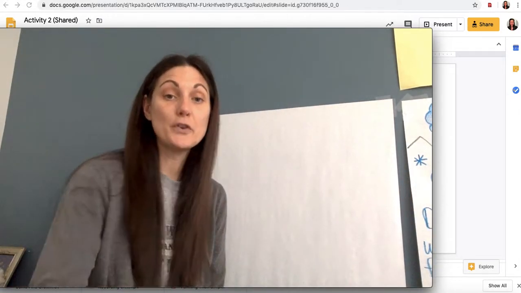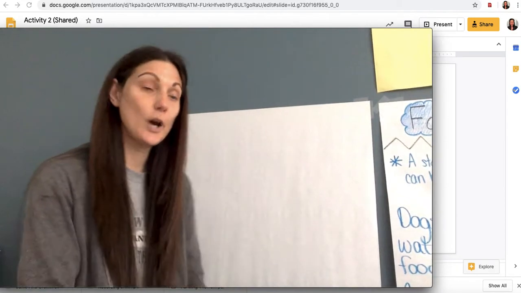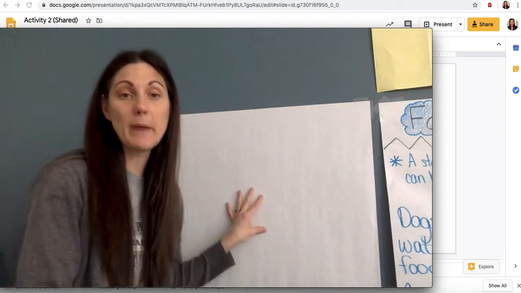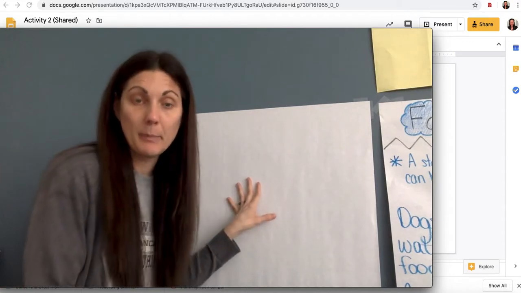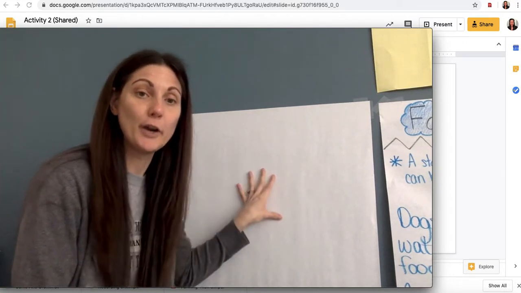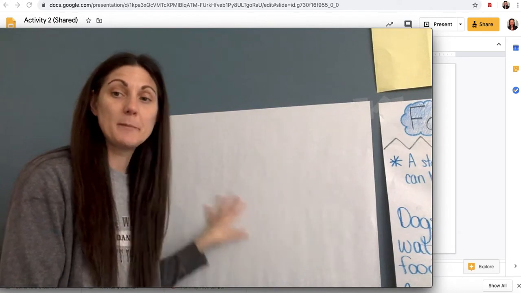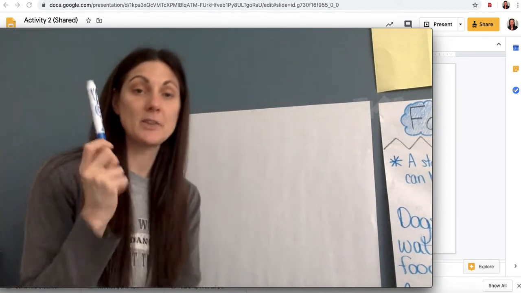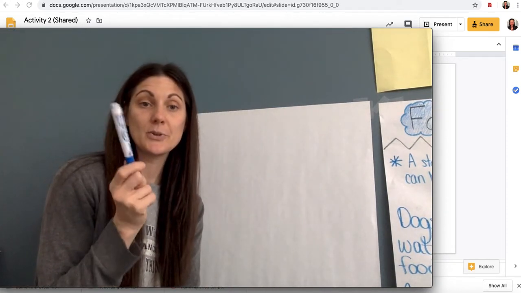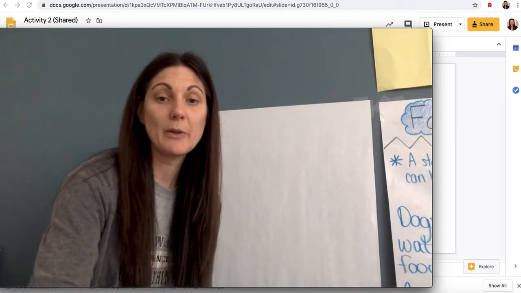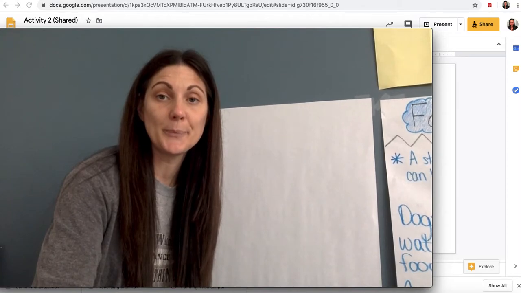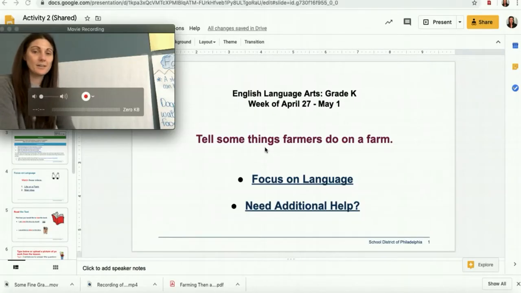If you're doing the activity with me through the video, you're going to need a piece of paper, preferably a blank piece of paper. But if you don't have blank paper, lined paper, construction paper, whatever you have is fine. You will also need something to write with. So those are the materials that you will need. If you'd like to take a minute and pause the video to go get those, go right ahead and do so. Once you have your materials, you are ready to go.